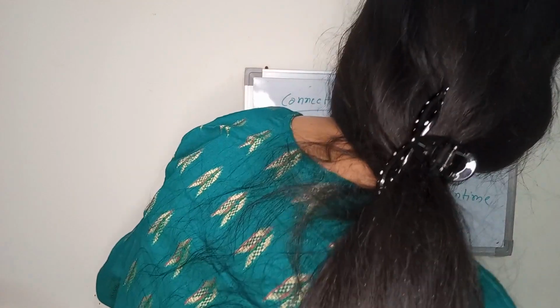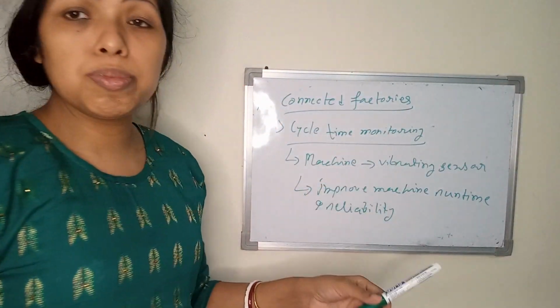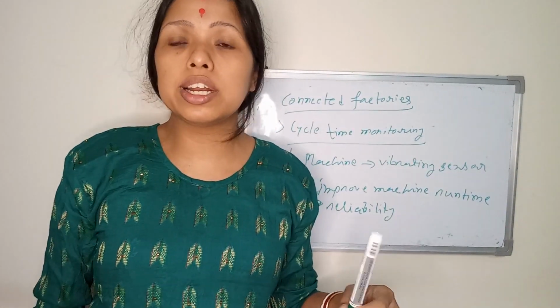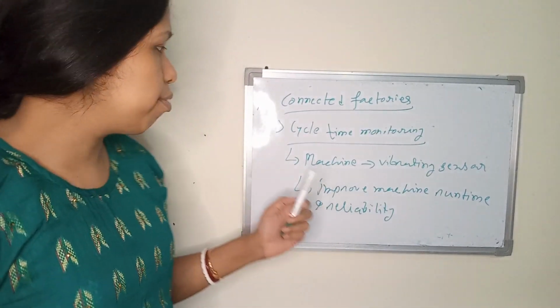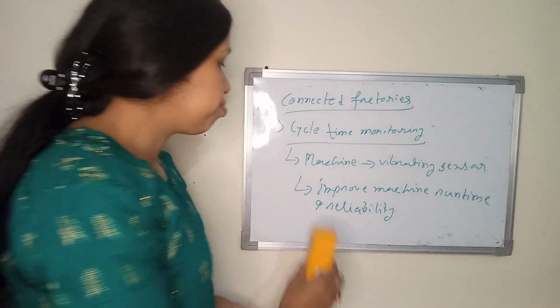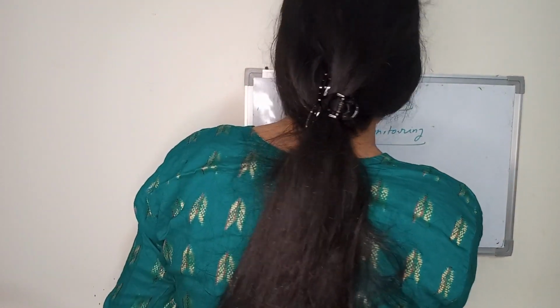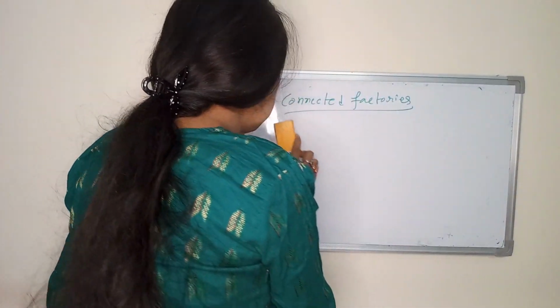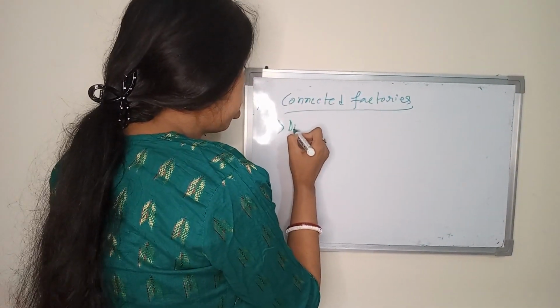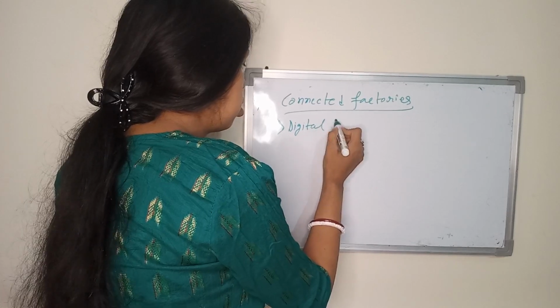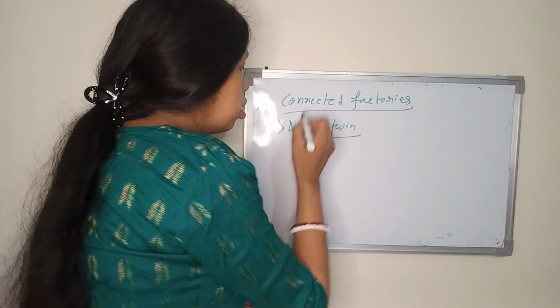That's why cyclic time monitoring means after a certain interval you can check the vibration in the machine. That's why I have written cyclic time monitoring. Okay, next is the digital twin.